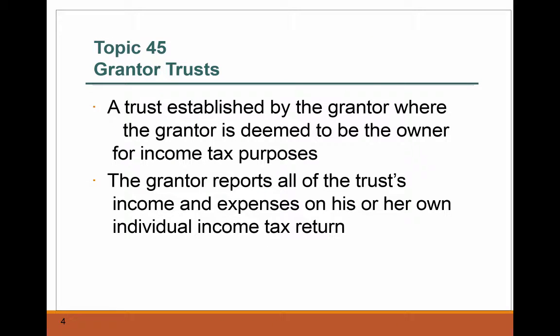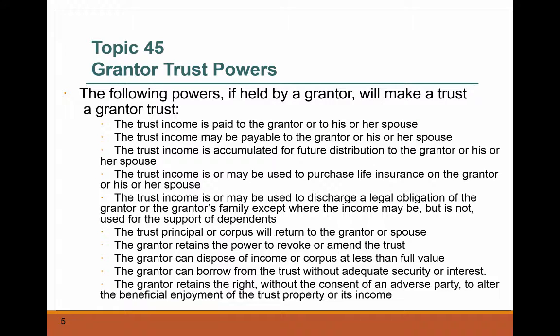So then we have grantor trusts, and this is a trust that's established by a grantor where the grantor is deemed to be the owner. So here the grantor is the owner for income tax purposes. In this case, we have grantor equals the owner. And then the grantor reports all of the trust's income and expenses on their individual tax return. So if it's a grantor trust, the grantor is deemed the owner, and all of the income and expenses flow through that individual's tax return.